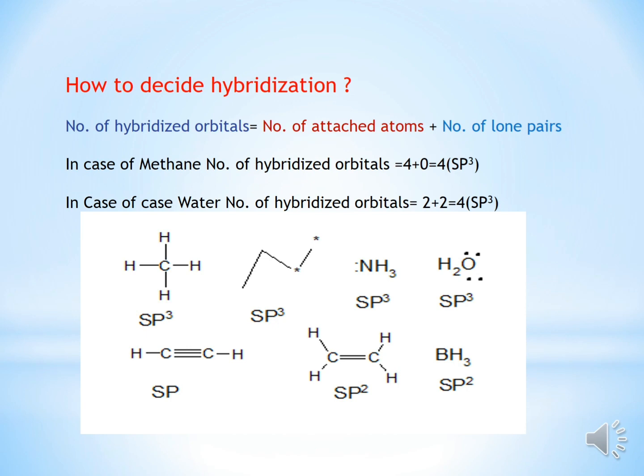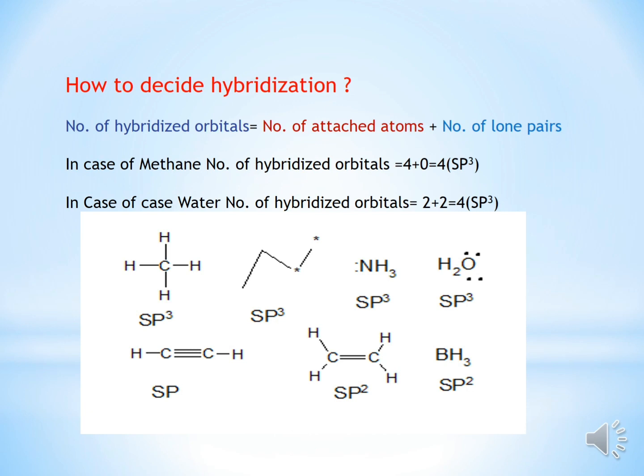For that, first we need to understand how to decide the hybridization. For deciding the hybridization, we can use this simple equation: number of hybridized orbitals is equal to number of attached atoms plus number of lone pairs. In the case of methane, the carbon atom is attached to 4 hydrogens, so there are 4 attached atoms plus no lone pair of electrons, so the total is 4, and it becomes sp3 hybridized.